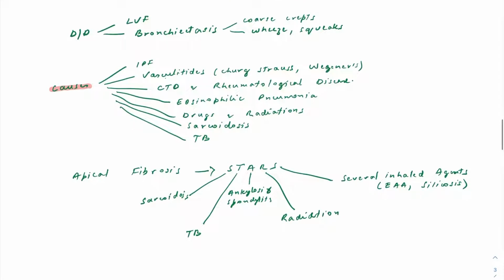And suppose you come across apical fibrosis. Remember this mnemonic, STARS. S stands for sarcoidosis, T for tuberculosis, A for ankylosing spondylitis, R for radiation, and S for several inhaled agents like extrinsic allergic alveolitis and silicosis. So remember this STARS, and this is the differential diagnosis for apical fibrosis. If you find the fibrosis at the apices, then you can put this differential diagnosis.